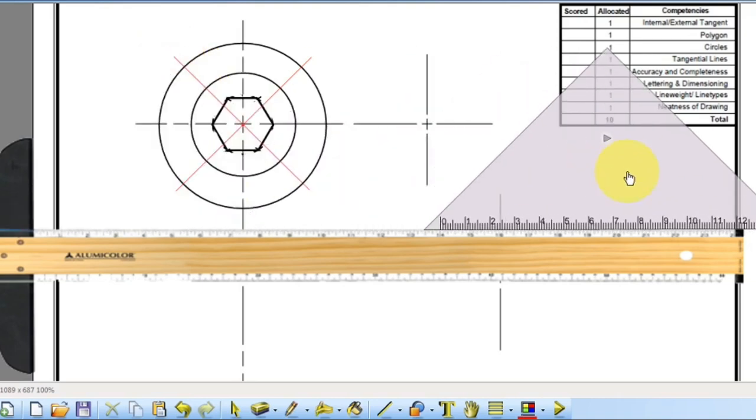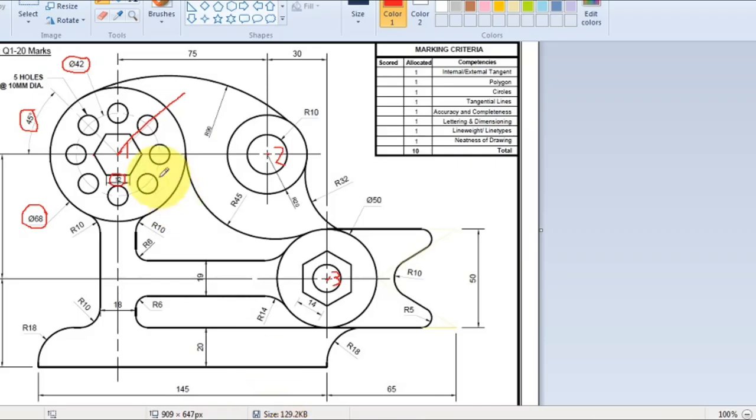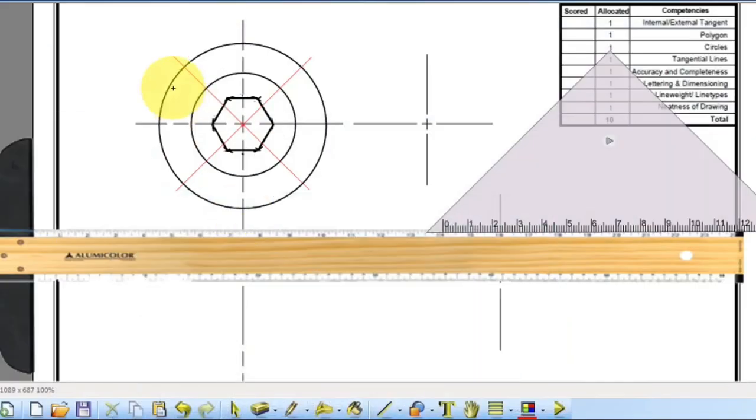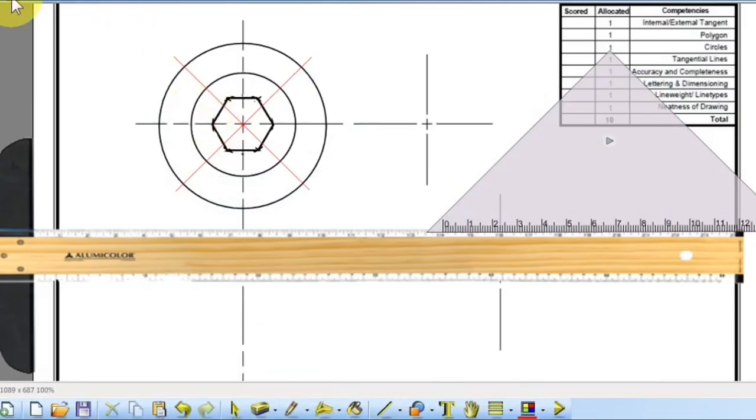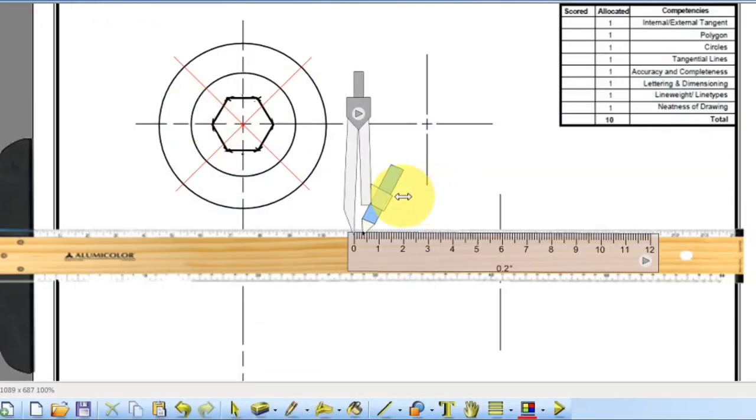Okay, so now that we have a line, then we can draw the circles. 1, 2, 3, 4, 5, 6, 7, 8. So actually this is 8 holes at 10 mm diameter. So 10 mm diameter is the same as radius 5. Okay, so radius 5. So let's open our compass to radius 5.